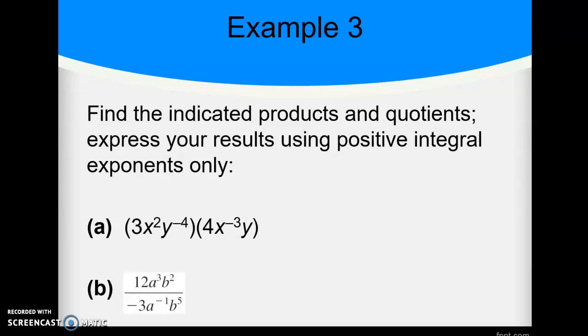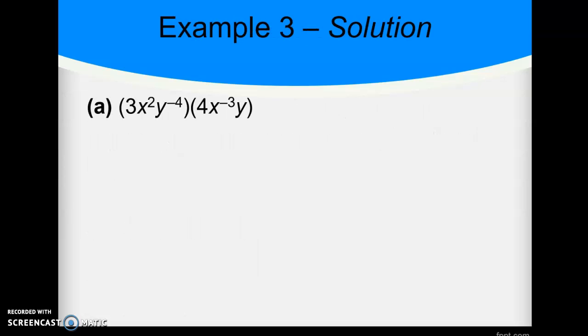So in example 3A and B, I give you two quantities that in A we're multiplying and in B we're dividing. When we're looking at A here, we know that this is just all multiplication. And in fact, the parentheses here are not even necessary because there are no exponents outside. So this is just a matter of taking 3 times 4, taking x squared times x to the negative 3, and taking y to the negative 4 times y to the 1. Remember, that has a 1.